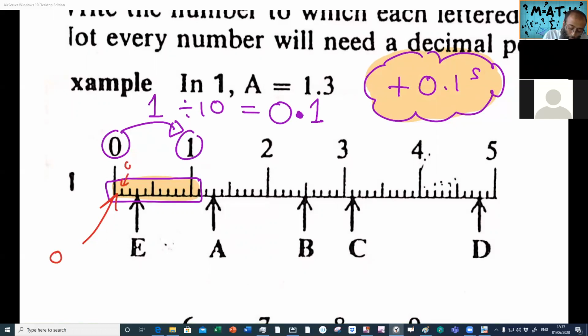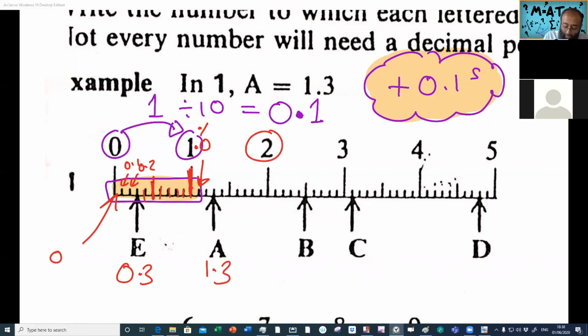It's 0.1. I haven't got 1.1 here; 1.1's over here. So 0.1, then 0.2, 0.3, 0.4, 0.5, 0.6, 0.7, 0.8, 0.9. Okay, after 0.9, the next number is called 1.0. You don't say 0.10. So 1.0. And then 1.1, 1.2, 1.3, 1.4, 1.5. Okay, stop there.